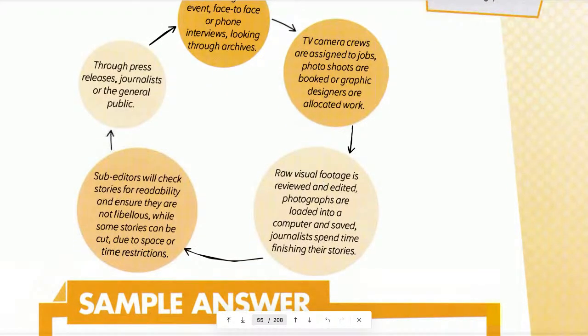After that, after they do all of the things there, you have some raw visual footage, and then you have to review, edit, and then you upload all the photos on your computer and save there. And then the journalists spend time finishing their stories. They will write all the stories based on everything they have. Okay? And after that, the sub-editors will check all the stories for readability and ensure they are not libelous. And some story can be cut due to space or time restrictions. So that's the entire process.